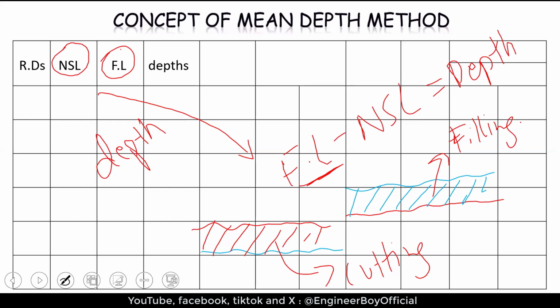Then we should have depths, and of course, just NSL minus formation level, or maybe formation level minus NSL. You can just switch the order, it does not matter. So these should be the depths, and remember this method is known as the mean depth method. So we will add two depths and then divide that by 2, so we can have the mean depth.